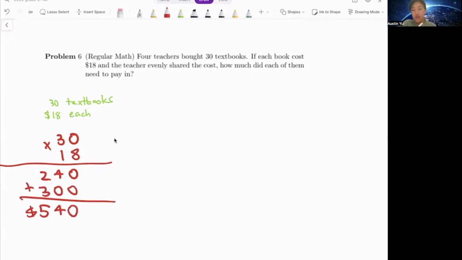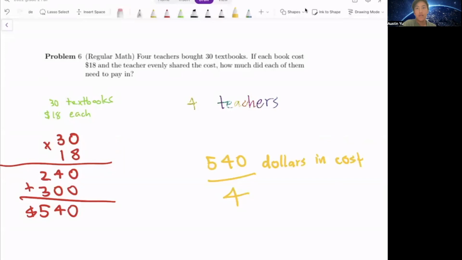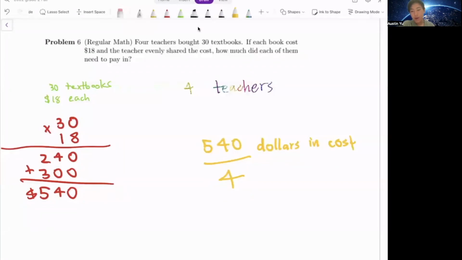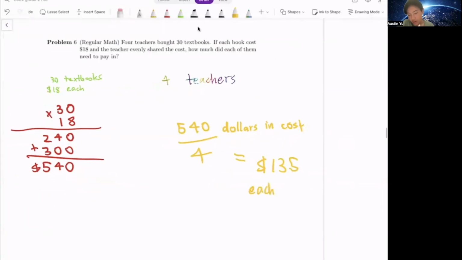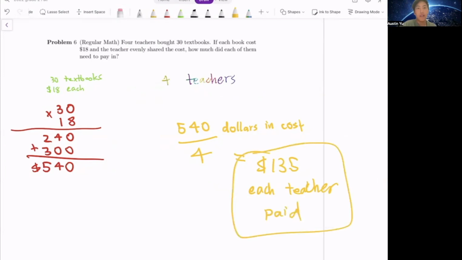And then we have 4 teachers. So 4 teachers. And then they split the cost evenly. So we have $540 in cost divided by the 4 teachers who are buying it for their students. When divided by 4, this would just equate to $135 each teacher paid. So each teacher paid $135. And that is your answer to problem 6.